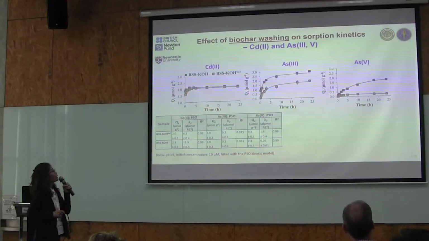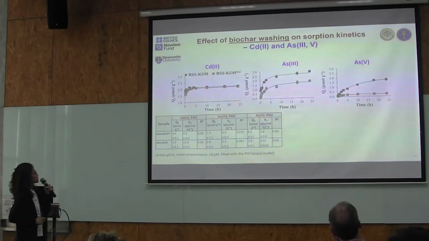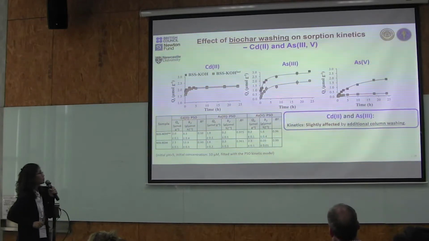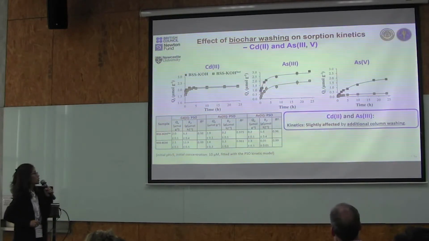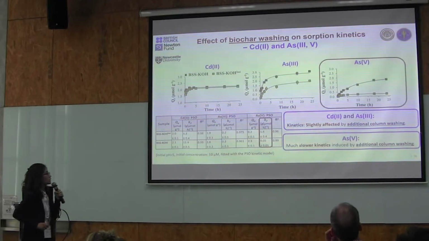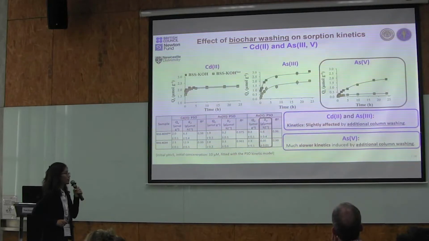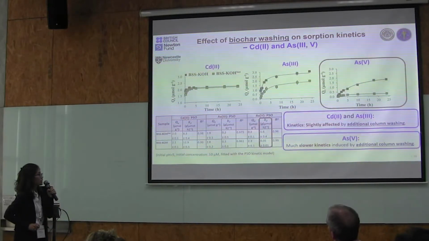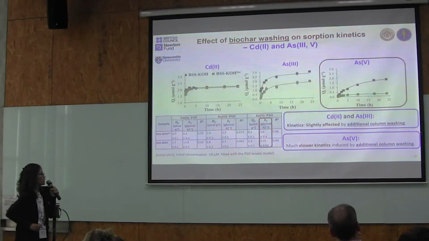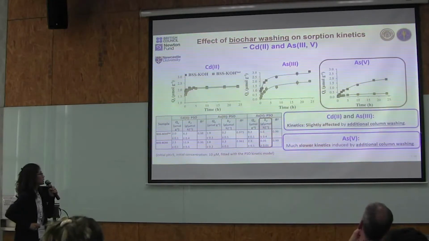So, effect of biochar washing. Here it shows the sorption kinetic result. For the case of cadmium and arsenate or arsenic 3, it slightly affects, as you can see that it reached equilibrium very similar. While for the case of arsenate or arsenic 5, there is a much slower kinetic induced by the additional column washing. Here you can see that grade 1 is the column washing, and this is the batch washing. You can also see from the K2 value that it's lower with the column washing.